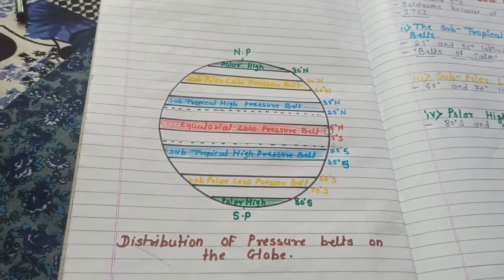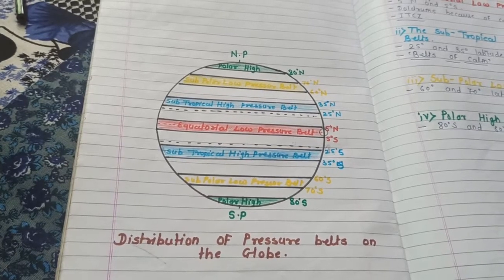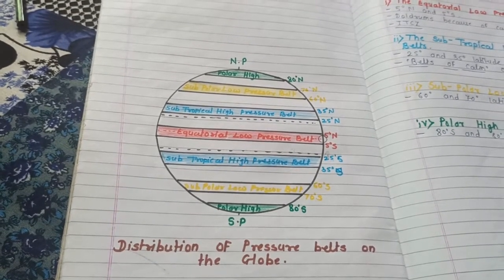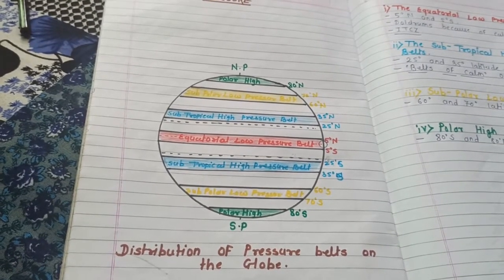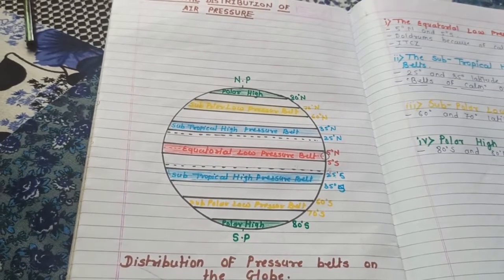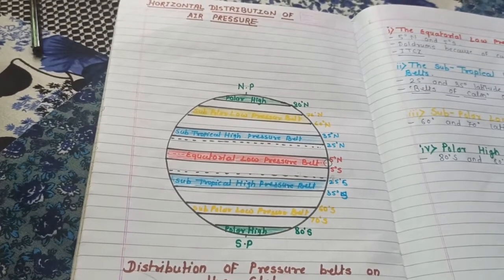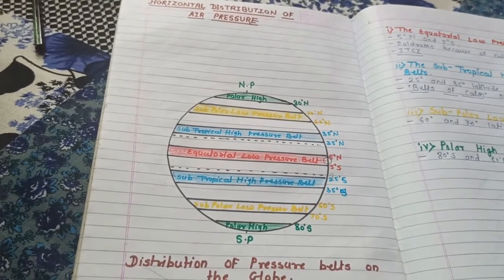Temperature and pressure have an inverse relationship. Where there is high temperature, the pressure is low, and where there is low temperature, the pressure is high. Horizontal distribution of air pressure is shown by isobar lines on the map. And what is an isobar line? An isobar line is an imaginary line joining places having equal air pressure reduced to sea level.